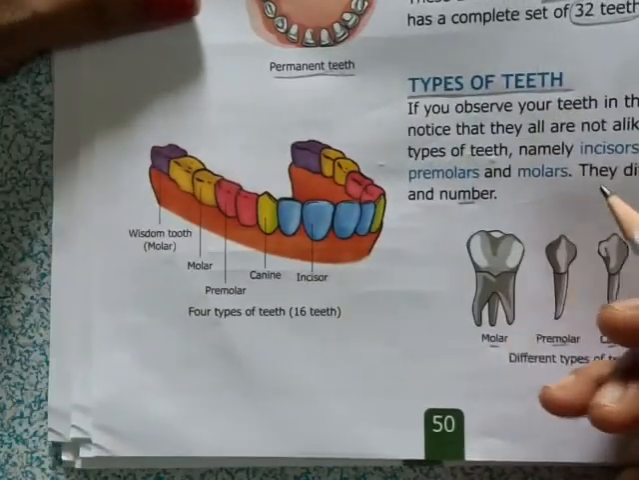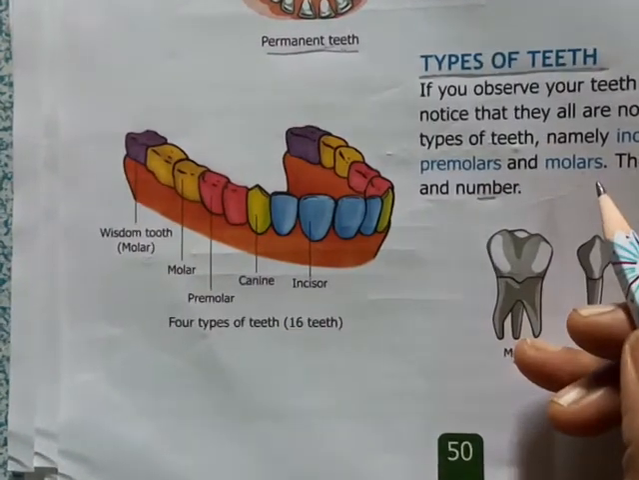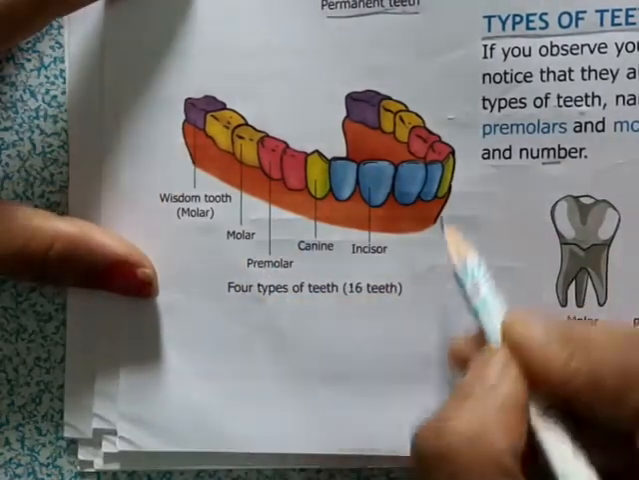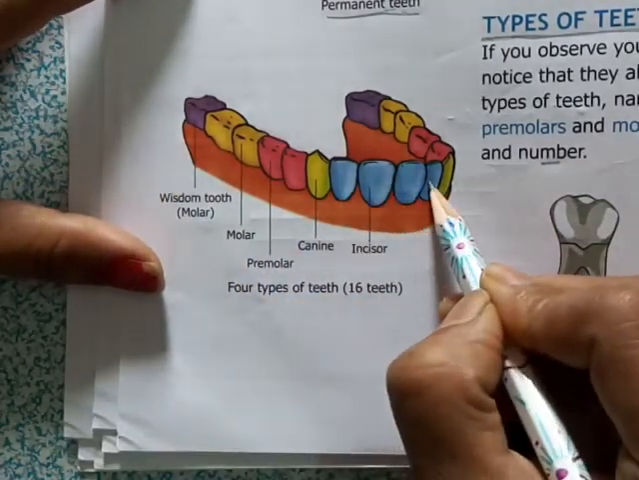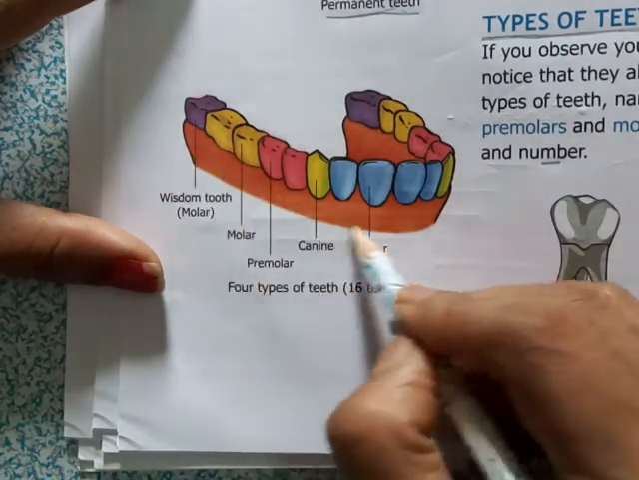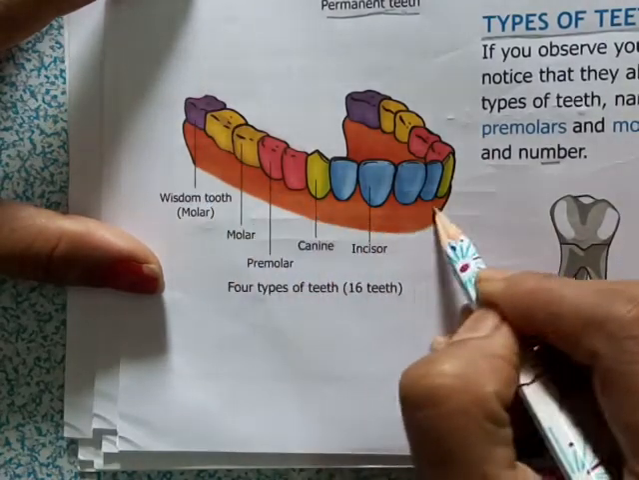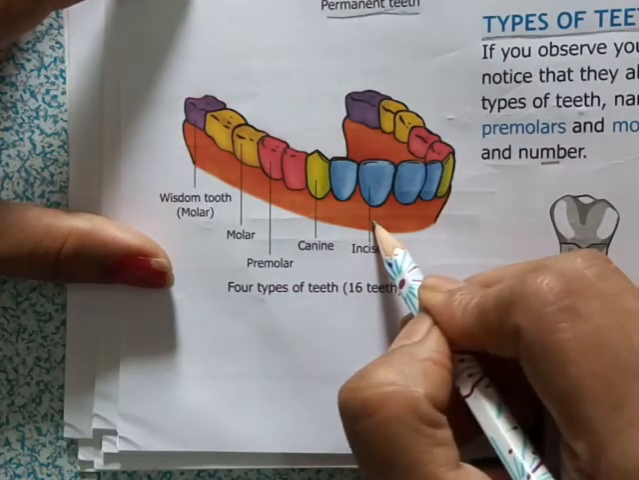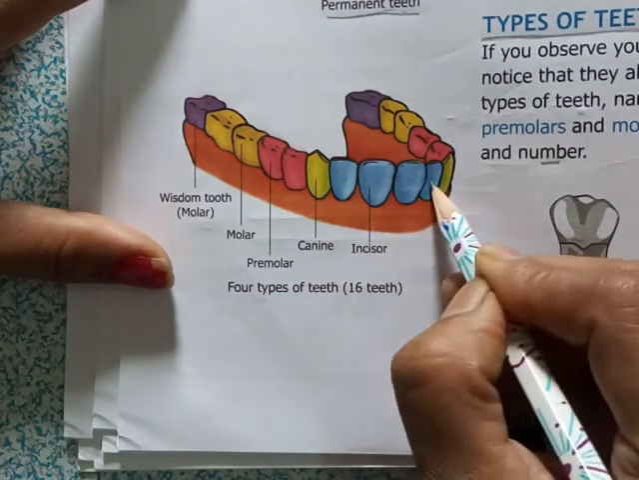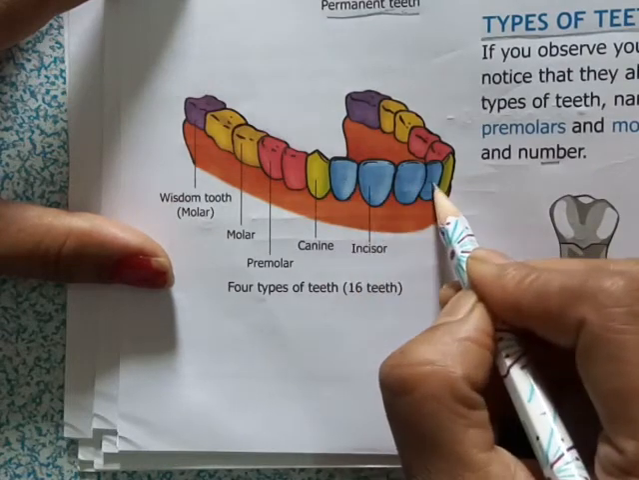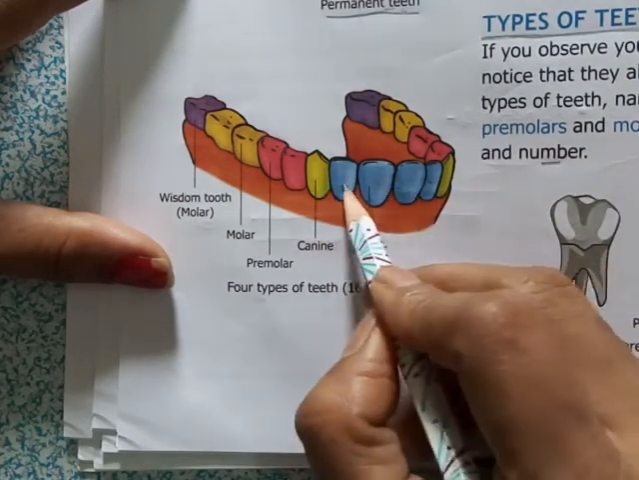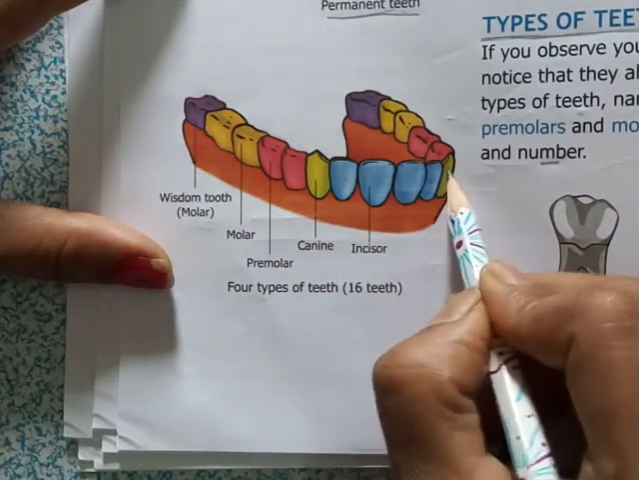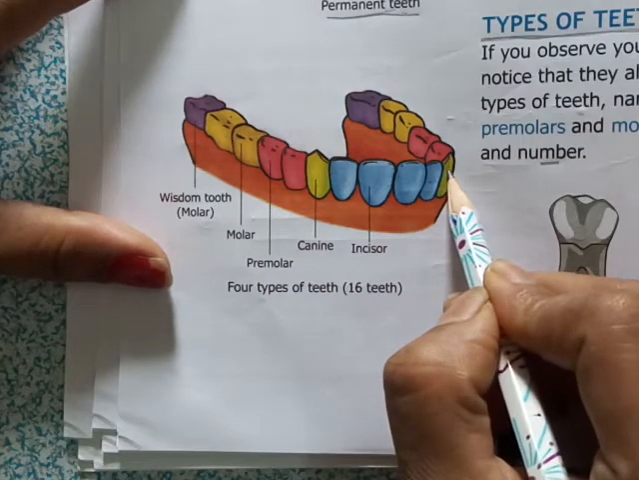You can see here in this picture clearly. This is the colorful picture of our teeth. See this blue color teeth. This is the lower jaw, the part where these teeth are fixed in our mouth. So this is lower jaw teeth. The blue color teeth are incisors. They are the front teeth. Then on either side of these incisors are 2 green color teeth. These are the canines.